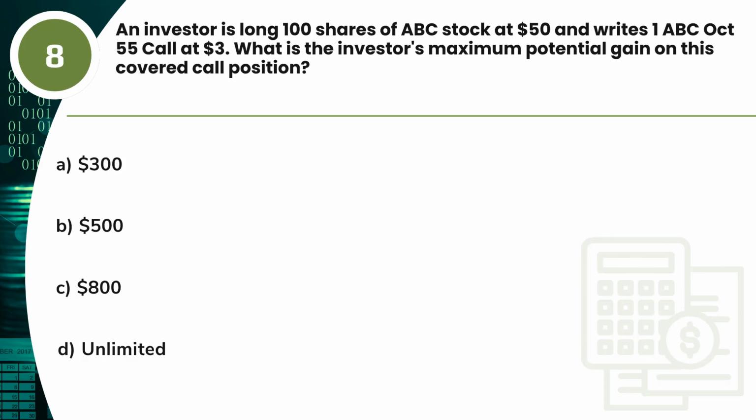Question 8. An investor is long 100 shares of ABC stock at $50 and writes one ABC Oct 55 call at $3. What is the investor's maximum potential gain on this covered call position? A. $300. B. $500. C. $800. D. Unlimited.